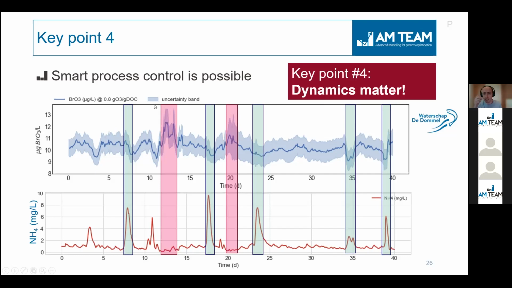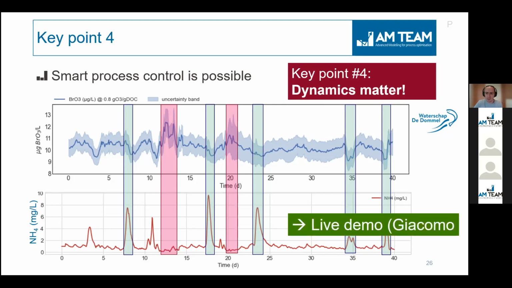So you clearly see that the ammonia is a very important parameter in controlling bromate, and that dynamics are also very important once you are operating an ozonation plant. And with the model, we can predict these dynamic variations in your micropollutant removal and your bromate formation, and we can see what is causing this. And that's how we can help you in smartly controlling your ozonation plant.